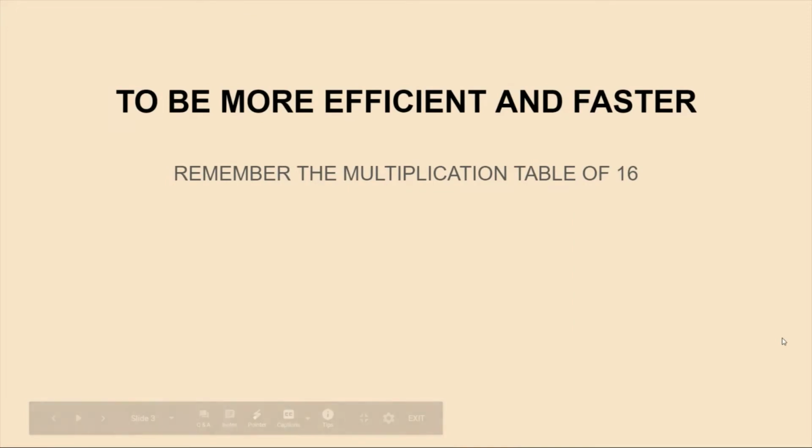To be more efficient and faster, we have to remember the multiplication table of 16. So basically, this is a better, faster way for you to do conversions, especially if you're not using a calculator. So what I meant by remembering is that you have to memorize.